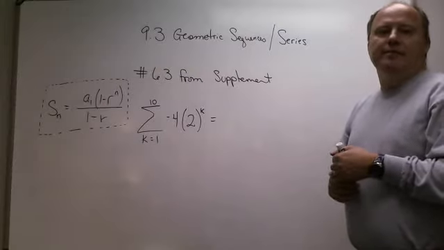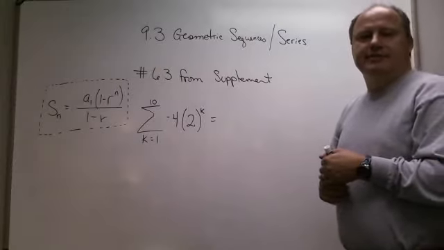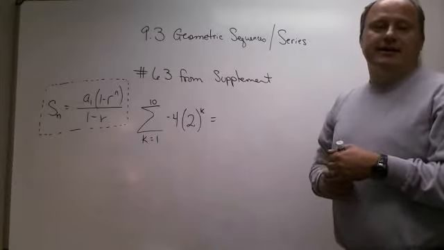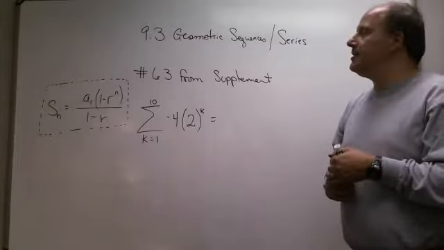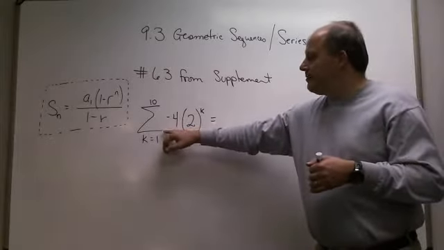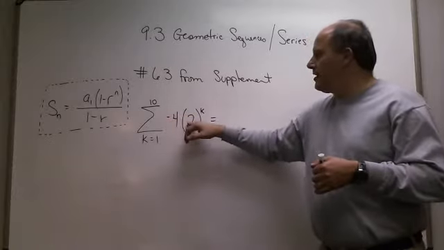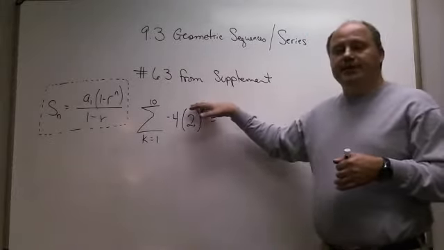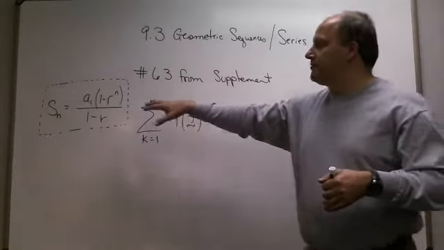I have a question from 9.3, Geometric Sequences and Series, number 63 from the supplement, which is on the back side of your homework assignment sheet. What this problem wants us to do is find the sum from k equals 1 to 10 of negative 4 times 2 to the k power. Now, this is from the geometric sequence formula, so you will be using its formula.